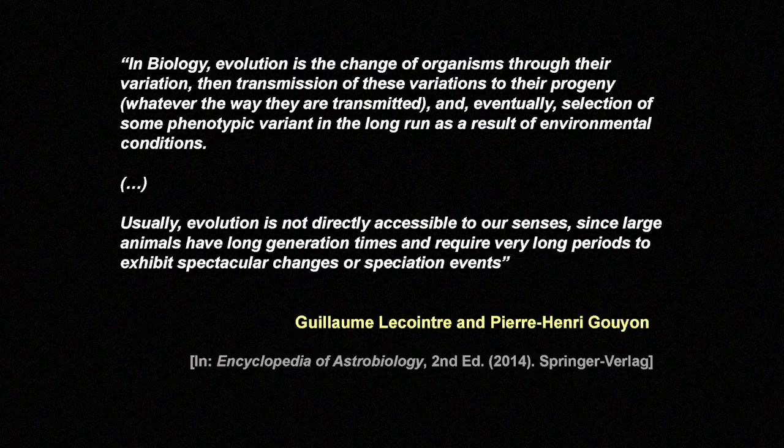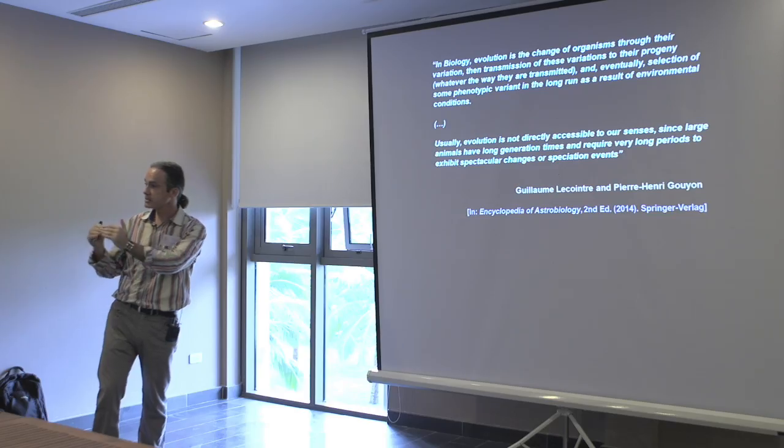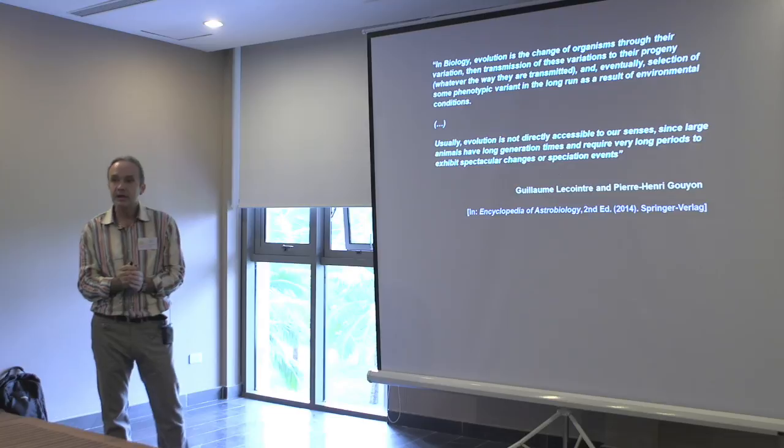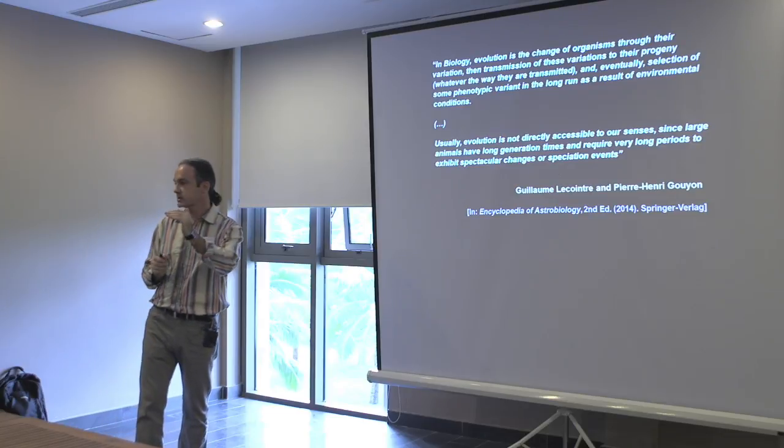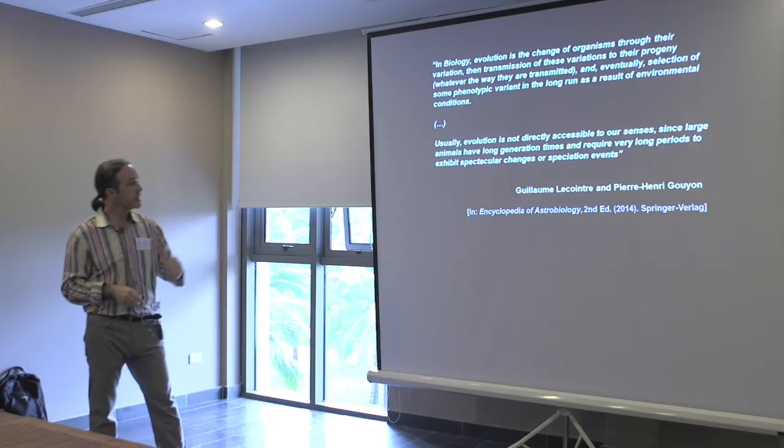And they say, in biology, evolution is the change of organisms through their variation, then transmission of this variation to their progeny, and eventually selection of some phenotypic variant or trait in the long run as a result of environmental conditions. So, mutations in the genome, selection of the phenotype. This is the basis of evolution, and this has been working at least since Luca appeared on Earth.